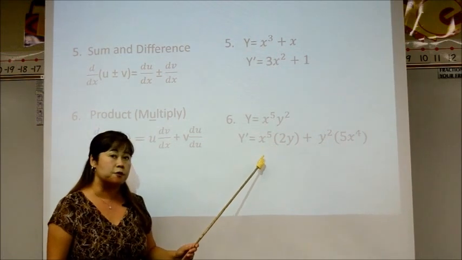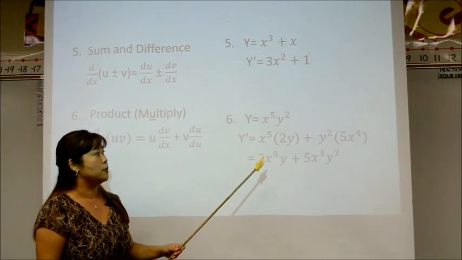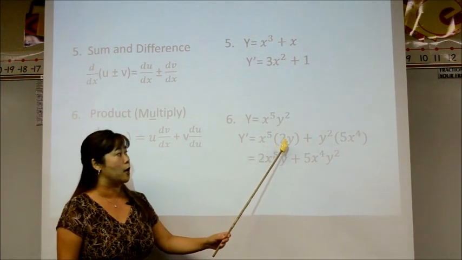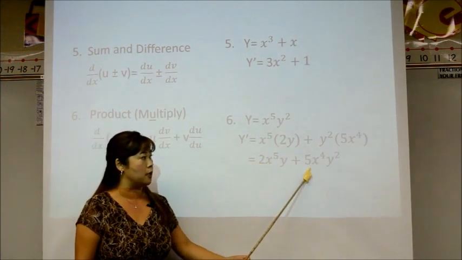Normally you put the number first and then alphabetical order on the variables. So since the 2 is right here, I'm going to bring it up in the front, and x comes before y alphabetically, so that's how we write it up here.